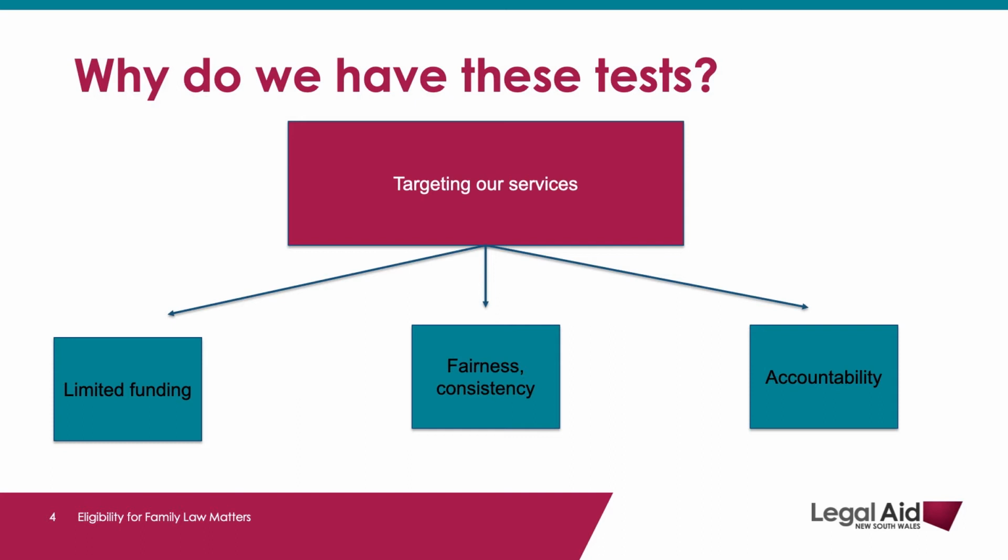Slide 4 asks why we have these tests. When spending public funds, we need to be transparent in how we do this. Our eligibility policies ensure that we target our services to socially and economically disadvantaged people, and at the same time, we are accountable to the public for expenditure of public funds. The policies also ensure that every applicant is treated in the same way.